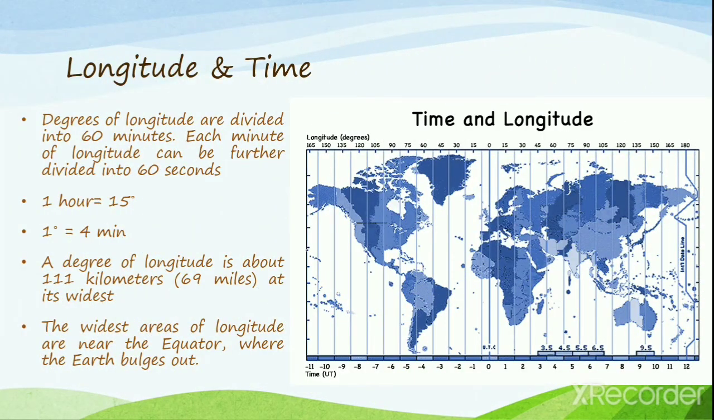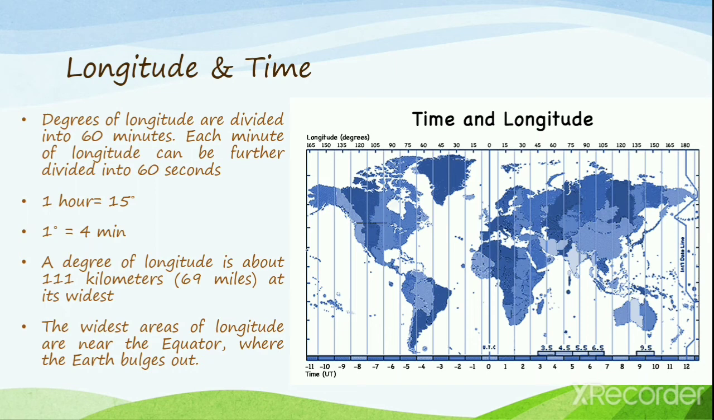Now let's look into what makes the relation between the longitude and the time. The degrees of longitude are divided into 60 minutes, and each minute of longitude can be further divided into 60 seconds. Thus, the 24 hours that make the rotation of Earth are divided into 360 degrees. Hence, 1 hour is divided into 15 degrees and 1 degree represents 4 minutes.